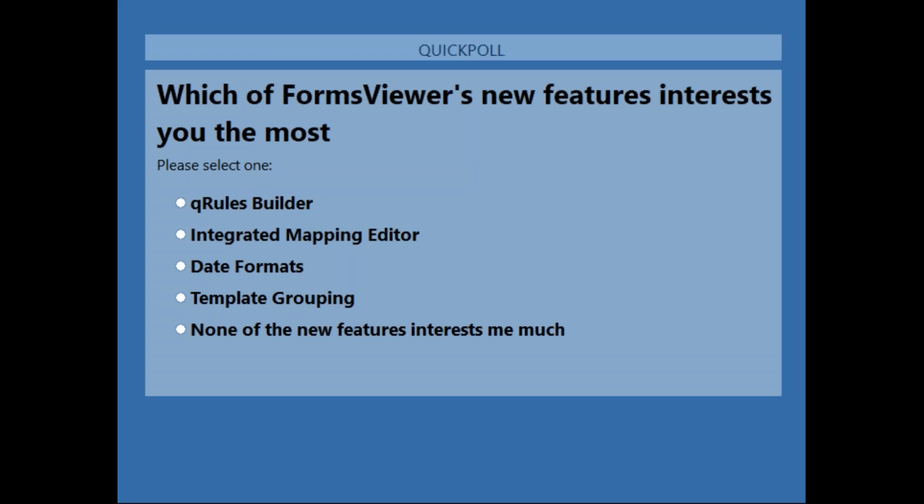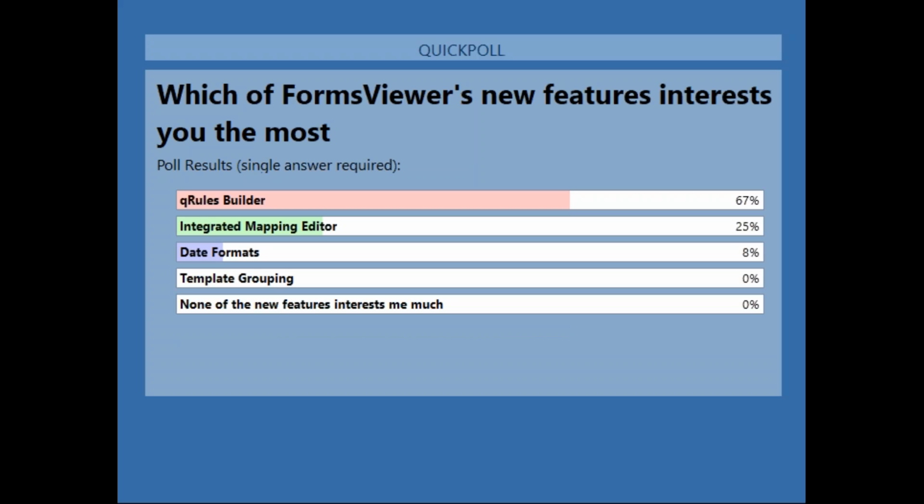All right. So there are results here. About 2/3 of you like the qRules builder, which is great. We've put a lot of work in that. We're going to be fixing it up right before we release it. And 1/4 of you like the integrated mapping editor. That's actually a personal favorite of mine. I think that's going to make managing those lists mappings a whole lot easier. So I'm glad that some of you are looking forward to these features.